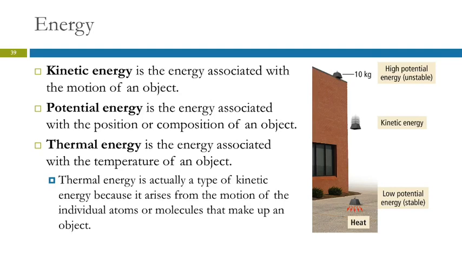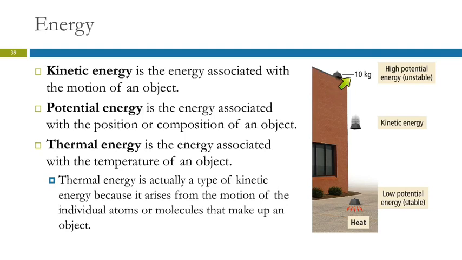And energy is the capacity to do that. There are different types of energy. Two main categories are kinetic and potential. So kinetic energy is the energy associated with motion of an object. Potential is the energy associated with the position or the composition of an object. So an object can have potential energy because of its position.